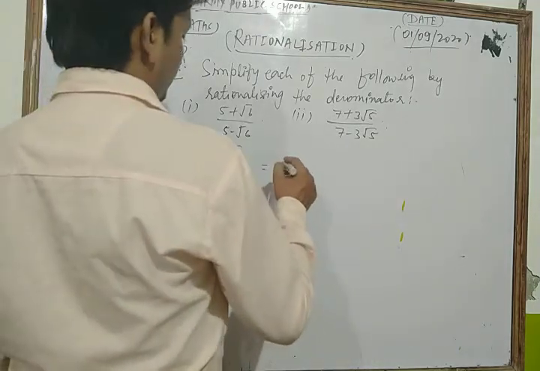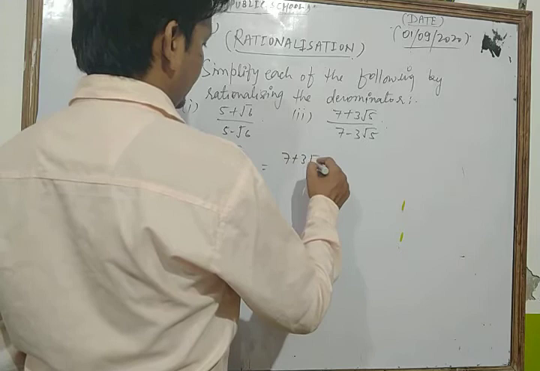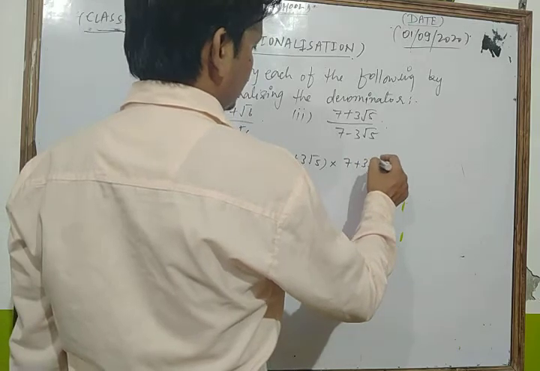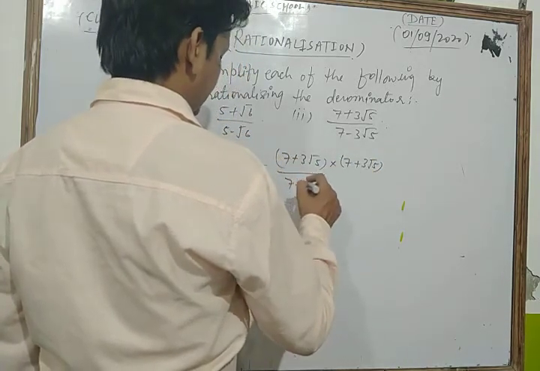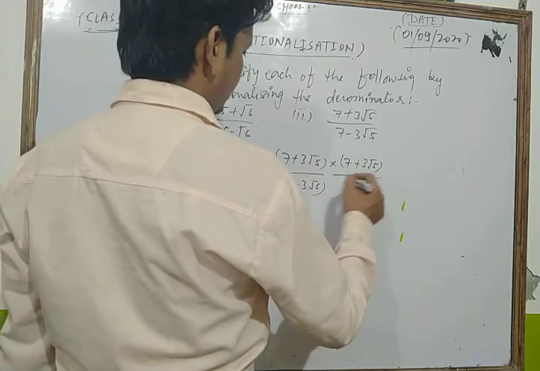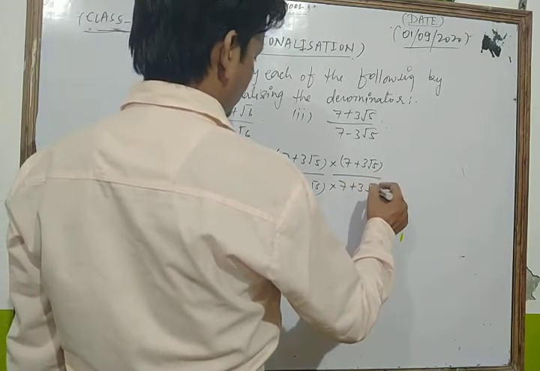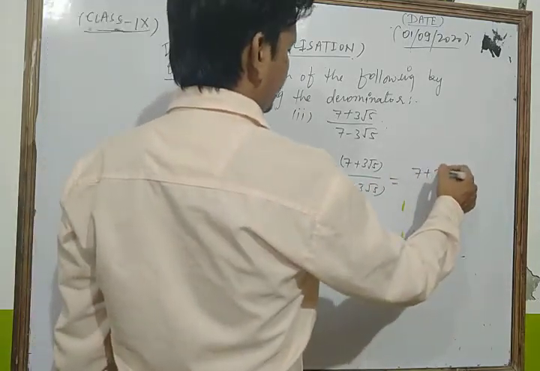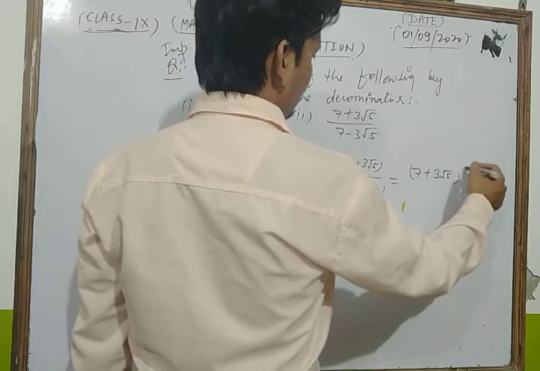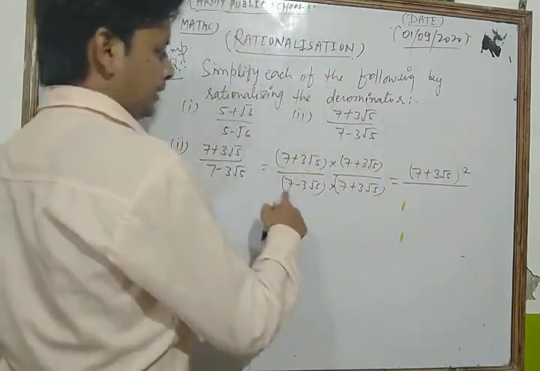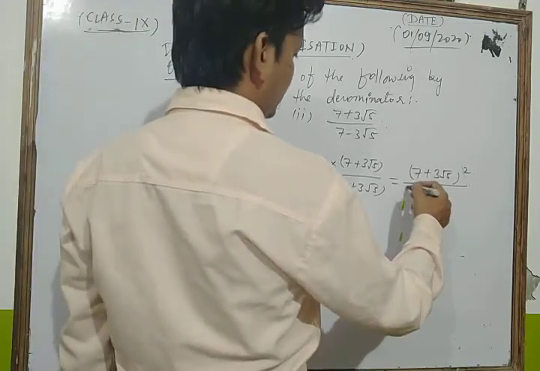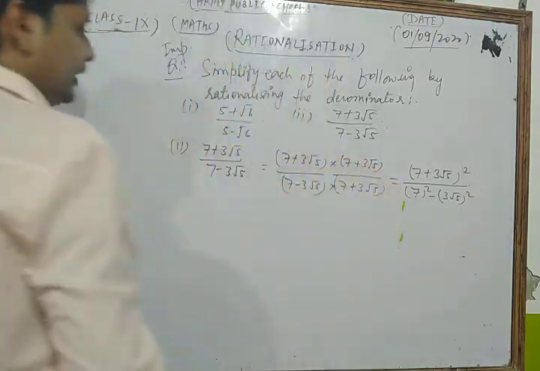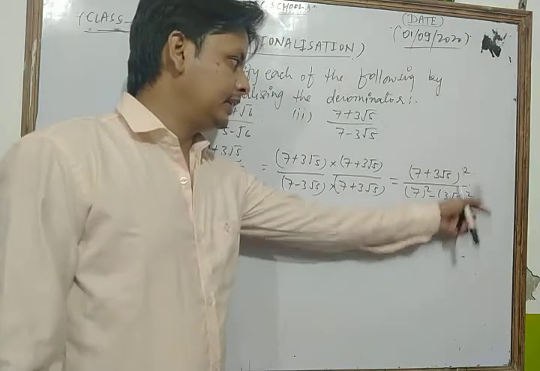Okay, now look here, we multiply by 7 plus 3 root 5, the conjugate of this, upon 7 plus 3 root 5. Now let's see, dear student, here they both are the same, so we write 7 plus 3 root 5 whole square upon, in the denominator, a minus b into a plus b, so we can write 7 square minus 3 root 5 square. Now we simplify that expression.